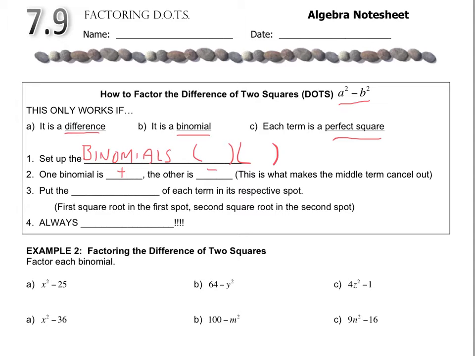So what we're going to do is put the square root of the first term in the first spots and the square root of the second term in the second spot. So they go into their specific areas. And again, we always check, especially when we're doing a quicker special pattern, we want to just make sure it works and we didn't do something wrong. So here are a few examples.